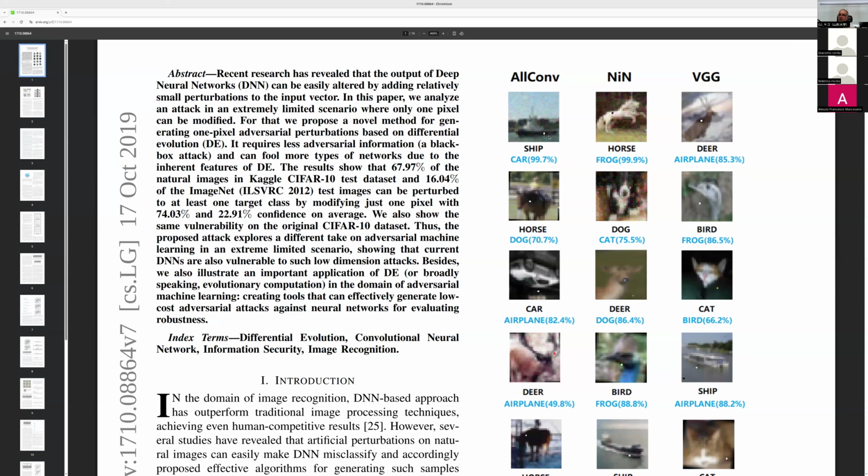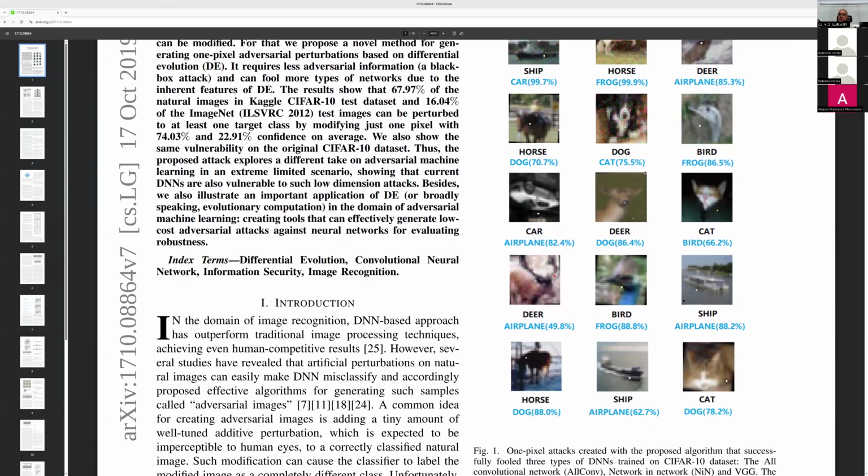By just changing one pixel, this image that had initially been correctly classified as being a ship got classified with a 99% confidence as being a car. This picture of a horse, just by changing one pixel, got classified with 99.9% confidence probability as a frog, and so on and so forth.